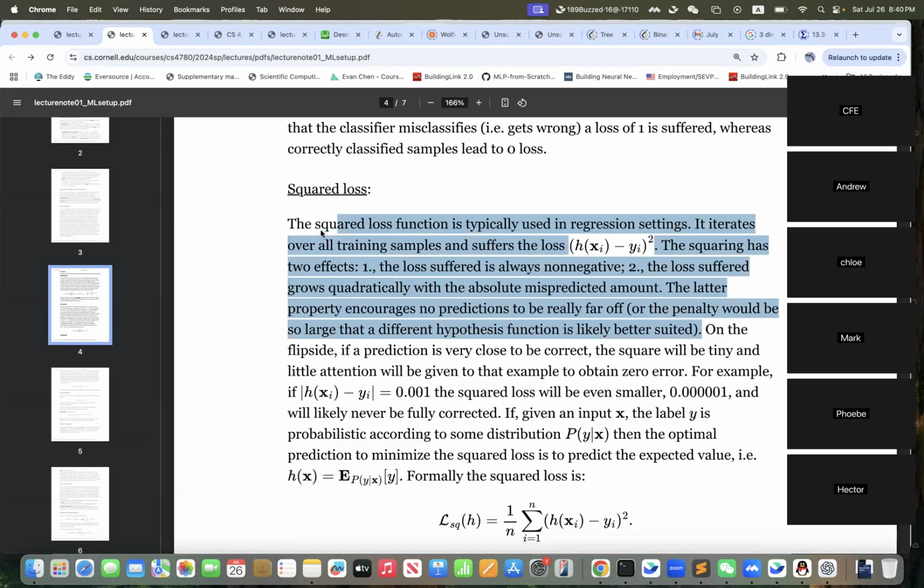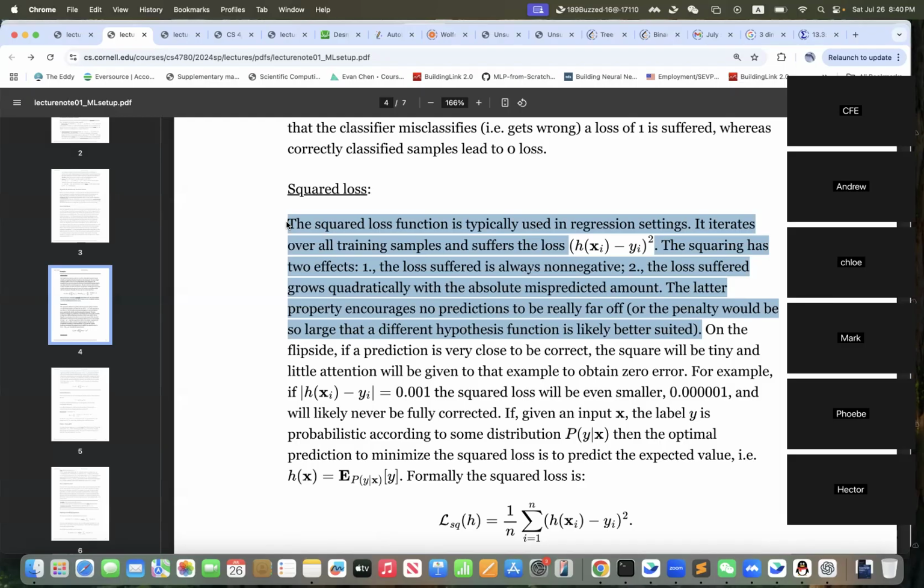Yeah, sure. The squared loss function is typically used in regression settings. It iterates over all training samples and suffers the loss (h(x_i) - y_i) squared. The squaring has two effects. The loss suffered is always non-negative, and the loss suffered grows quadratically with the absolute mispredicted amount. The latter property encourages no predictions to be really far off, or the penalty would be so large that a different hypothesis function is likely better suited.